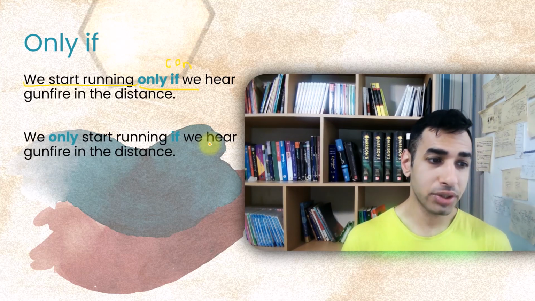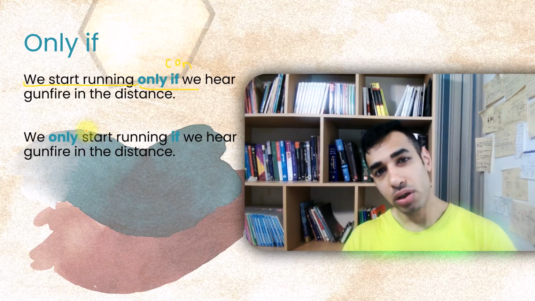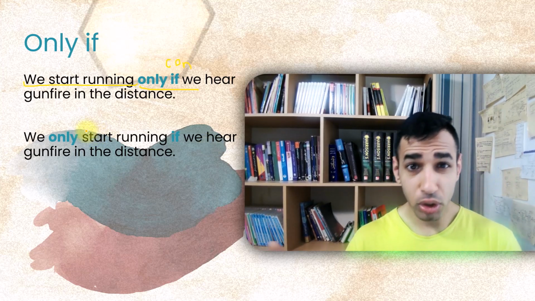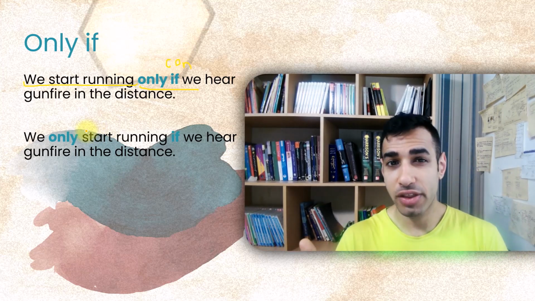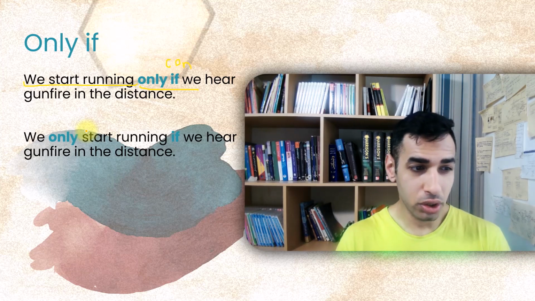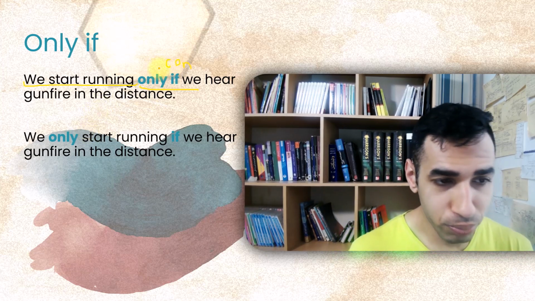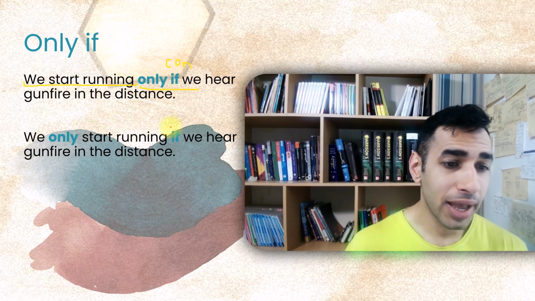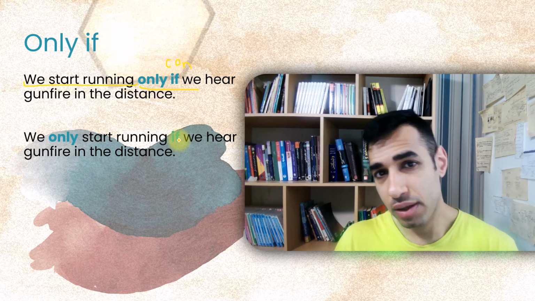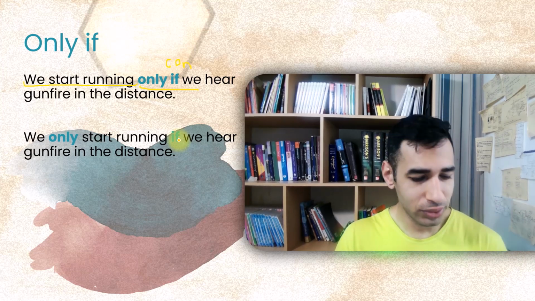We also can separate only from if. We can put only in the main clause and start the second clause with if. We only start running if we hear gunfire in the distance. So you can see that we separated only if, and we put only in the first clause, which is the main clause, and put if at the beginning of the second clause, which is our conditional clause.